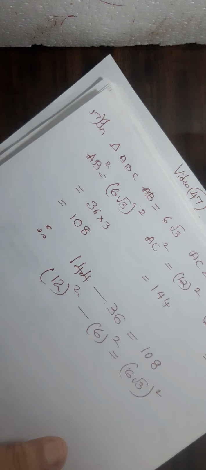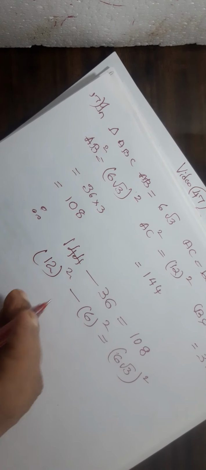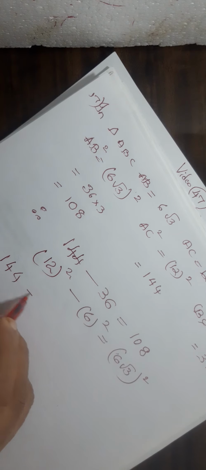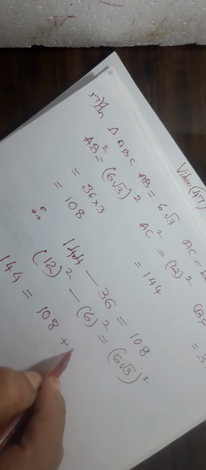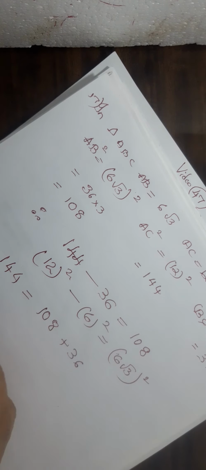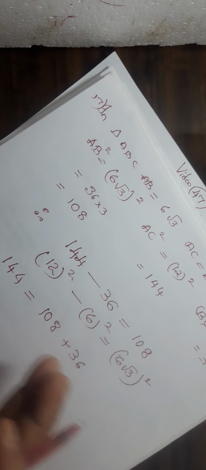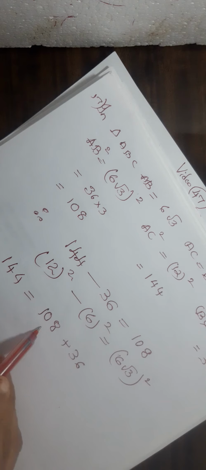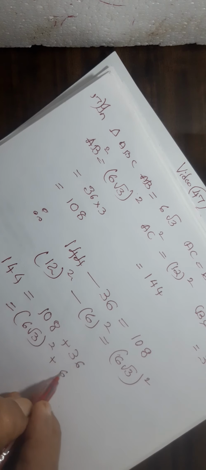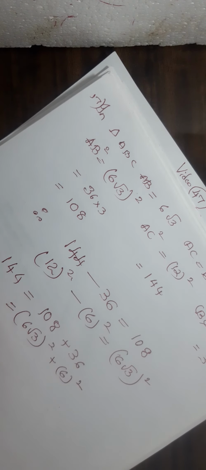So what you can do now is write it as 144 is equal to 108 plus 36. If you get it like this also, no problem. Just yesterday I had done it. AC squared minus BC squared will be AB squared, I told you. So in that manner only. 144 is equal to 108 plus 36. So 108 is 6 root 3 the whole squared, plus 36 is 6 the whole squared, and this is 12 the whole squared.